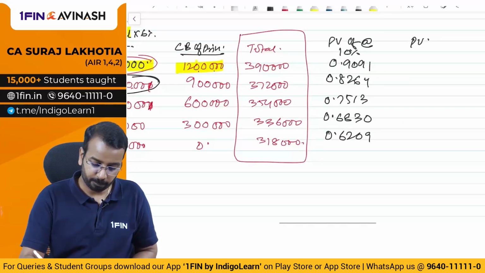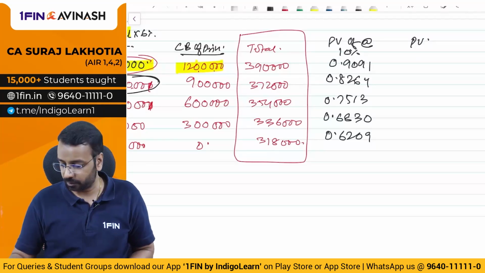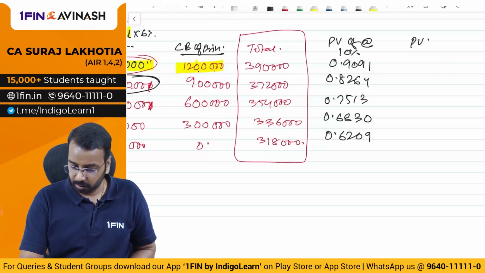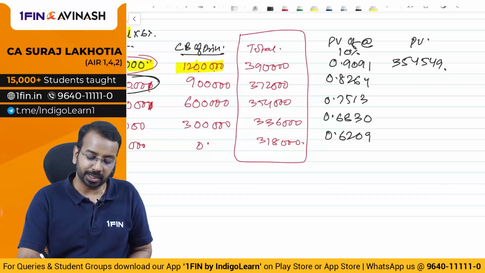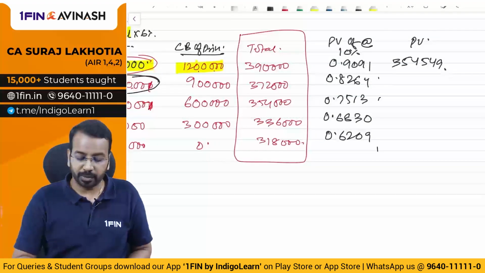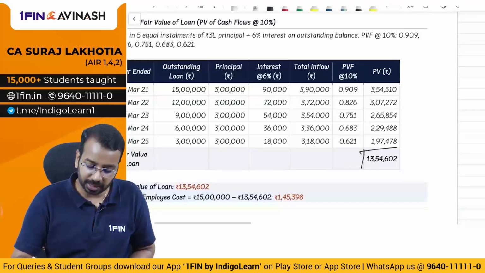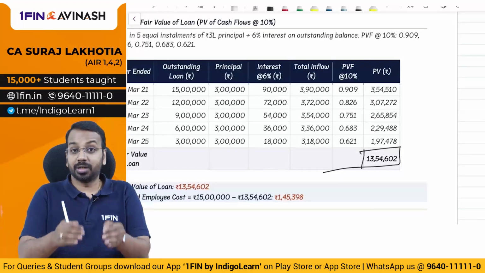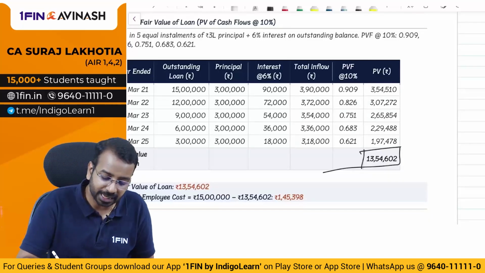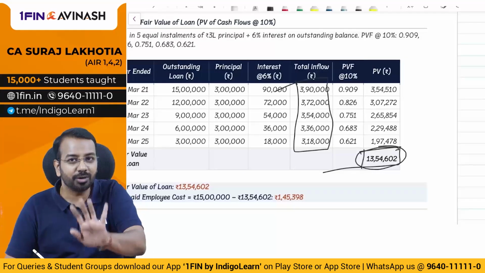What is the present value? 3,90,000, you can just use 390 and ignore the 3 zeros, into 0.9091 is equal to 354,549. I hope you can calculate the remaining. When you do the calculation, we get a present value of 13,54,602. How do we understand this? If the company wants to earn 10% return and it is getting cash flows like this, then they will give a loan of only 13,54,000. They will not give a loan of 15 lakhs.